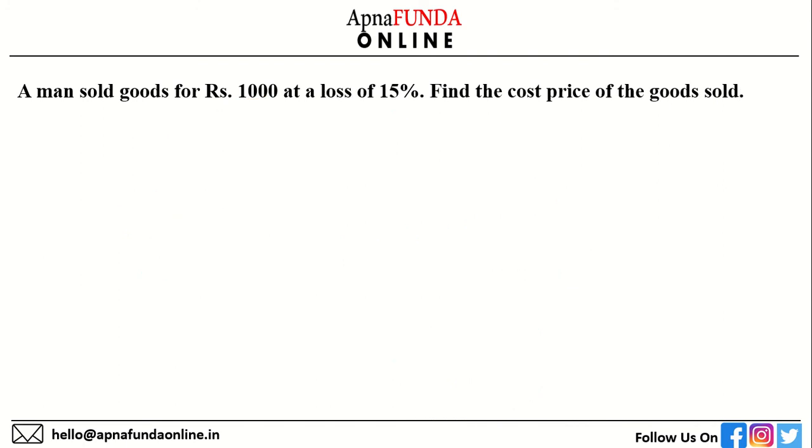Next question. A man sold goods for rupees 1000 at a loss of 15%. Find the cost price of the goods sold. This time there is a loss of 15%. So we know selling price is 1000. There is a loss that has been made of 15%. We need to find the cost price.